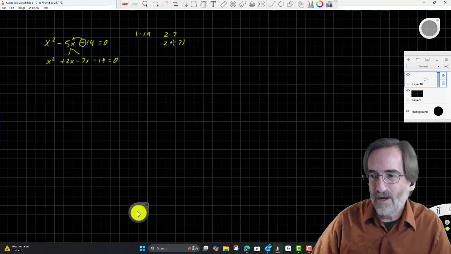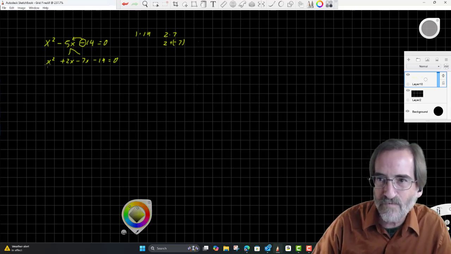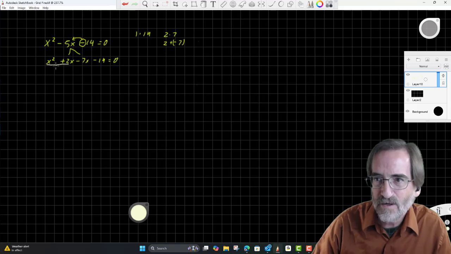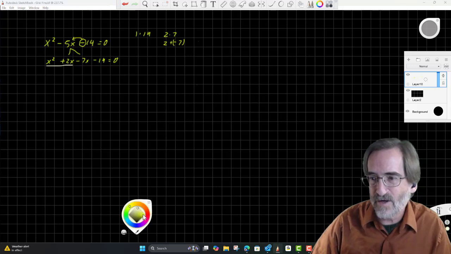Okay? And this next step is called factoring by grouping. So I'm going to look at the first two terms, x squared and x. There is an x in both of those, so I'm going to factor out an x.